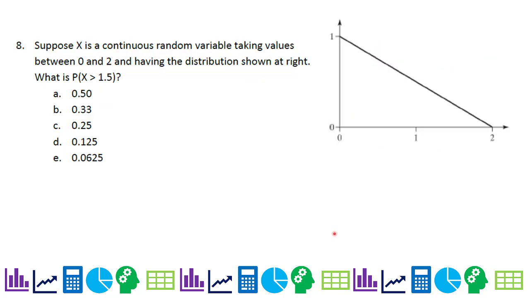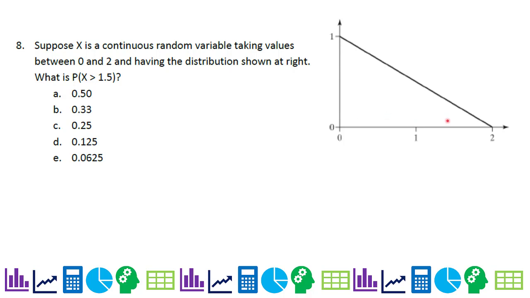We don't need more. All right, suppose x is a continuous random variable taking values between 0 and 2 and having the distribution shown at right. What is the probability that x is greater than 1.5? So this is a probability distribution function. It's not a normal distribution. It's a weird distribution, a triangular distribution.